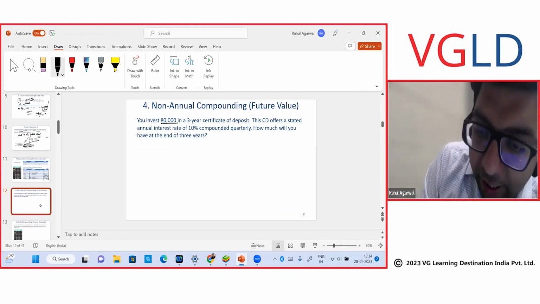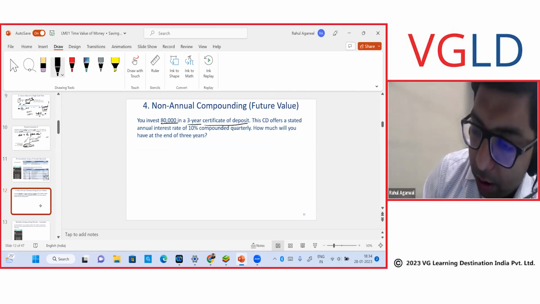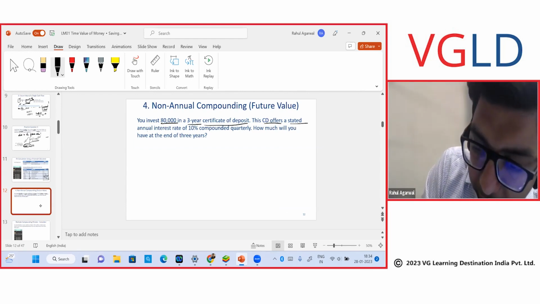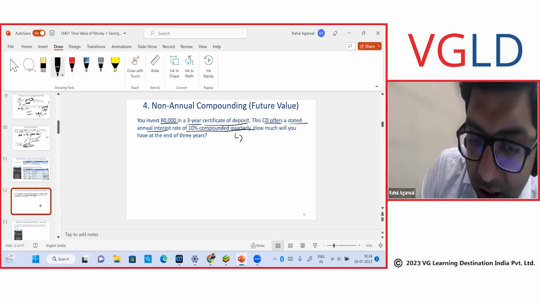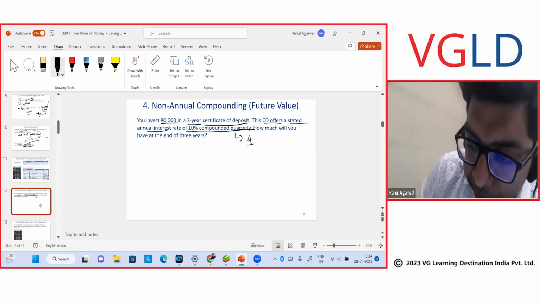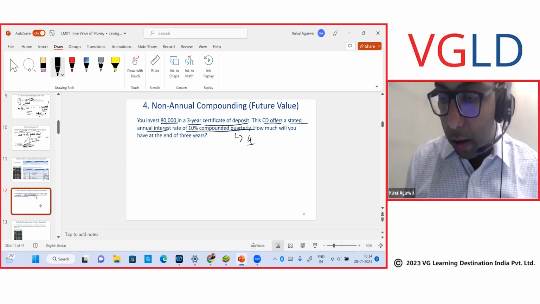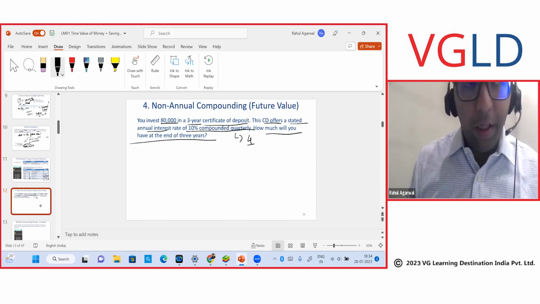You invest 80,000 in a 3-year certificate of deposit. The certificate of deposit offers a stated interest rate of 10% compounded quarterly. How many quarters are there in a year? 4, right? 3 months is 1 quarter, so 4 quarters are there in a year. Now, how much will you have at the end of these 3 years?